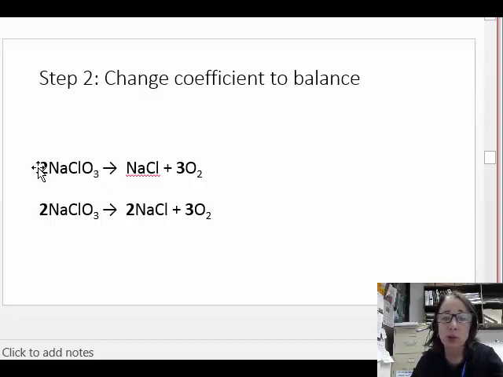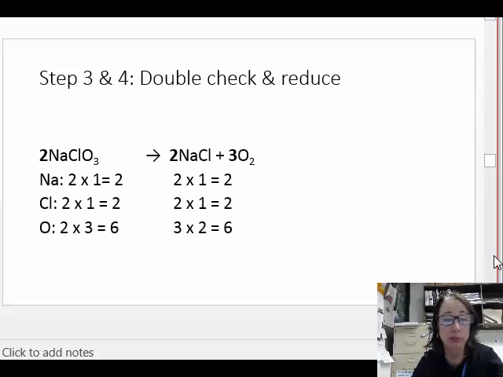However, this coefficient of 2 also changes the number of sodium and chlorine atoms on the reactant side. There are now 2 atoms of sodium and chlorine on the reactant side. I balance the sodium and chlorine by placing a coefficient of 2 in front of the chemical formula for sodium chloride. Let's double check. For sodium, 2 times 1 is equal to 2 times 1. For chlorine, 2 times 1 is equal to 2 times 1. For oxygen, 2 times 3 is equal to 3 times 2.